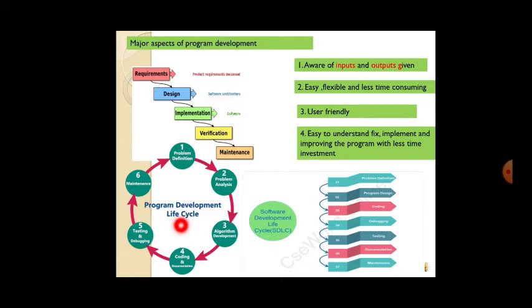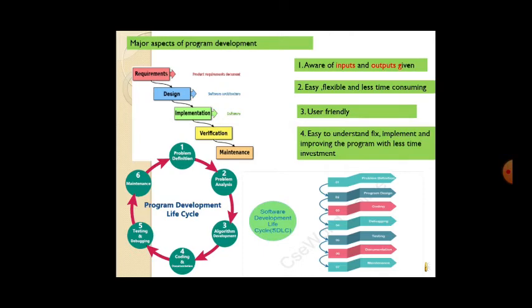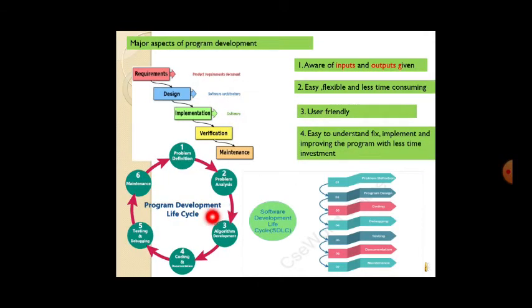Coding is done, that is software development, where you write the program according to the syntax. Then you're going to document the program. Next is testing and debugging. You're going to test with different values of data, and you're going to debug the program.